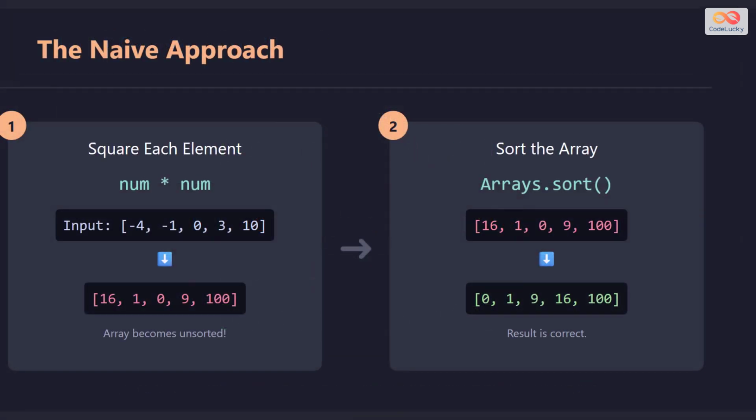The most straightforward way to solve this is the brute force or naive approach. First, we iterate through the array and square every single element. After squaring, the array becomes unsorted because the large negative numbers become large positive numbers. So, step 2 is to simply sort the array again to get the correct result.